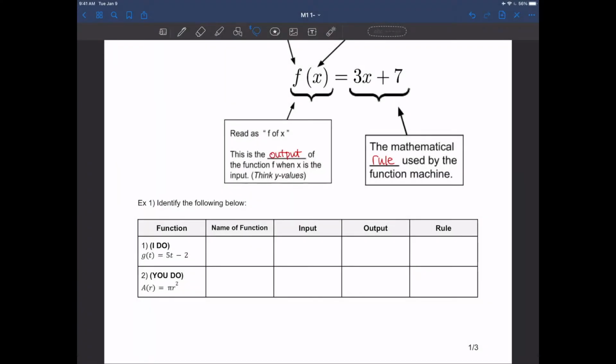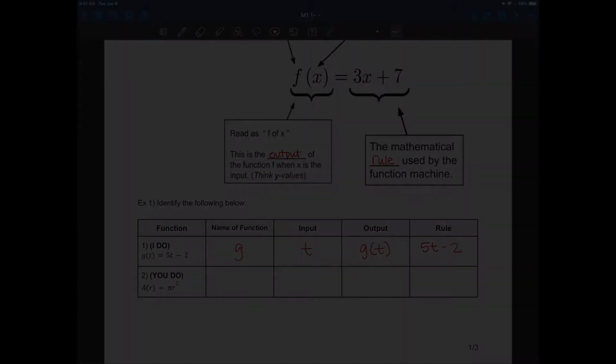Example 1, identify the following below. I'm going to do the top row and you're going to do the second row. So this is read as g of t equals 5t minus 2. The name of the function is g, because that's the letter on the outside. The input is t, and the output is g of t. And the rule is 5t minus 2. Now you try the second row.